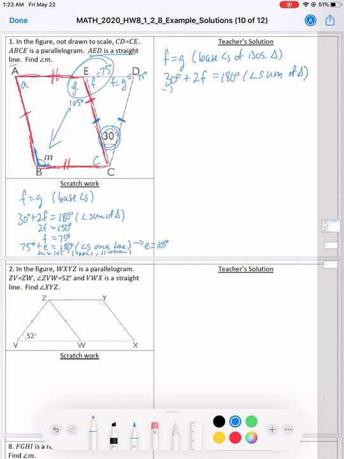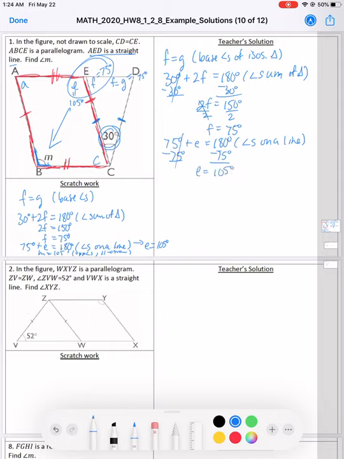Now because of that, I can subtract 30 from both sides. That will cancel. And 2F is equal to 150. Divide by 2. Those will cancel. F is equal to 75 degrees. Okay. And then I did, to get to E, 75 degrees plus E equals 180 degrees because the angles are on a line. Subtract 75 from both sides. And we will get that E is equal to 105 degrees. Okay. And this is where we say that M is also now equal to 105 degrees. Therefore, M is 105. Because of opposite angles in a parallelogram. Okay. And that one is done.